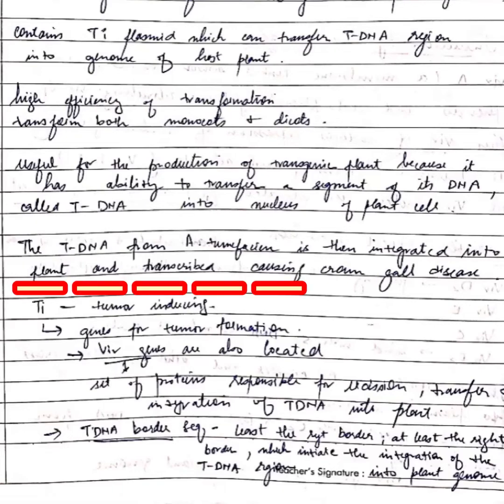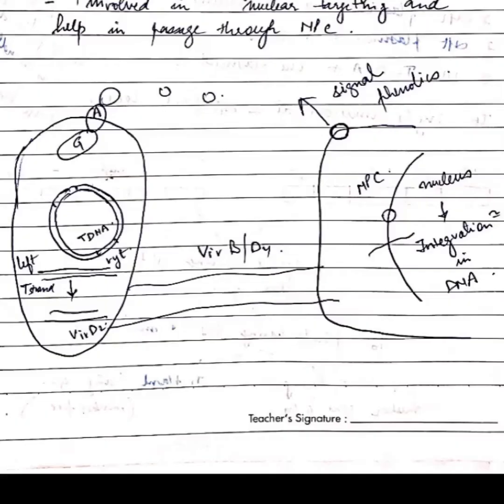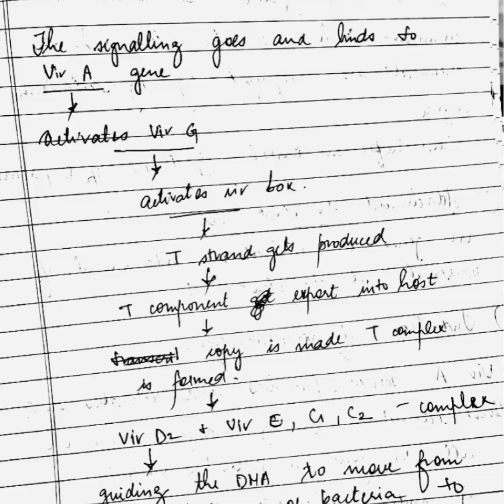There are two important gene sets, that is Ti and Vir genes. Ti are tumor inducing genes, and Vir genes are also located there, which produce a set of proteins that are responsible for excision, transfer, and integration of T-DNA into the plants. This is the diagram. Now let's first study in a flowchart what basically happens.